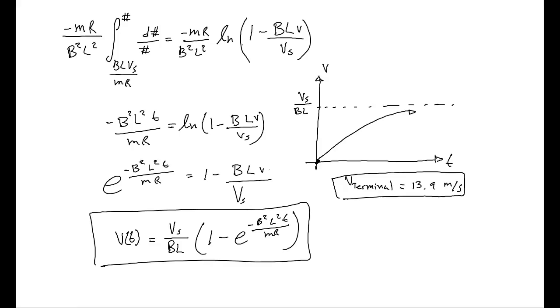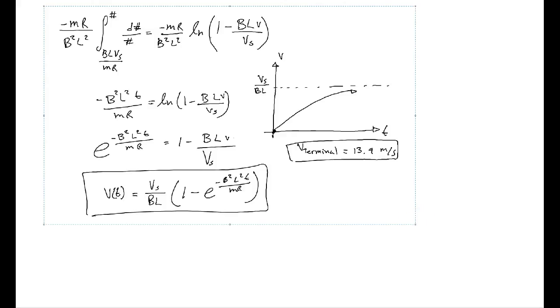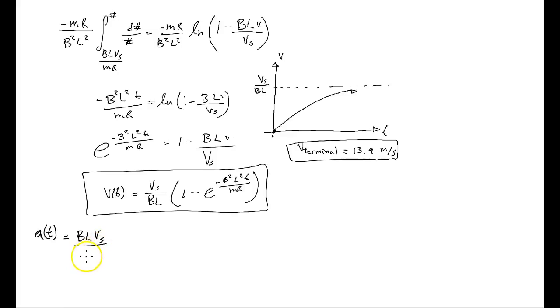That's the velocity at all points in time. The velocity at time equals 0. Time equals 0, e raised to 0 is 1. So it's going to be BL Vs over mR. So somebody do that. BL Vs. So multiply all these together, then divide by these two multiplied together. And tell me what you get for the acceleration. 2.3 meters per second squared. So that's the initial acceleration. And it just gets smaller and smaller and eventually reaches 0 when the terminal speed is reached.